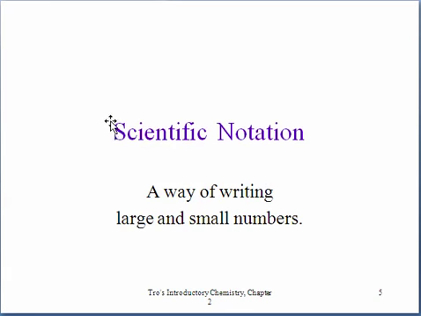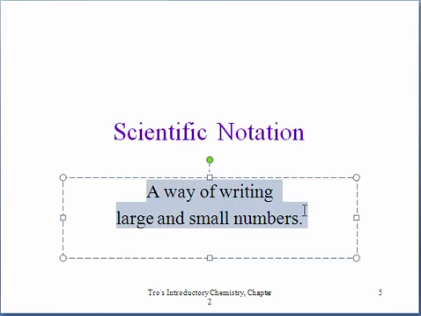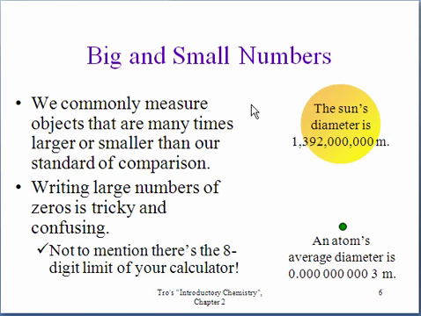And one of the first things we're going to look at is something known as scientific notation. Scientific notation is a handy way of writing very large and very small numbers, which often come into play in chemistry. So here are two examples of very big and very small numbers. The sun's diameter is 1,392,000,000 meters, and an atom's average diameter is 10 billionth of a meter.